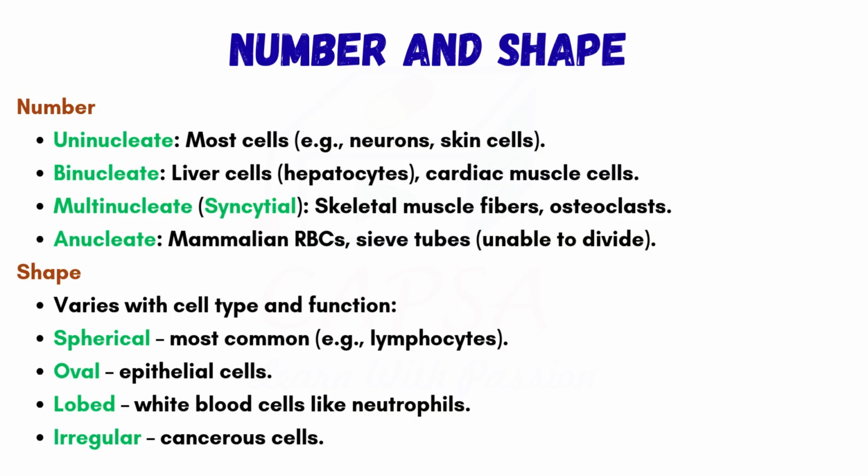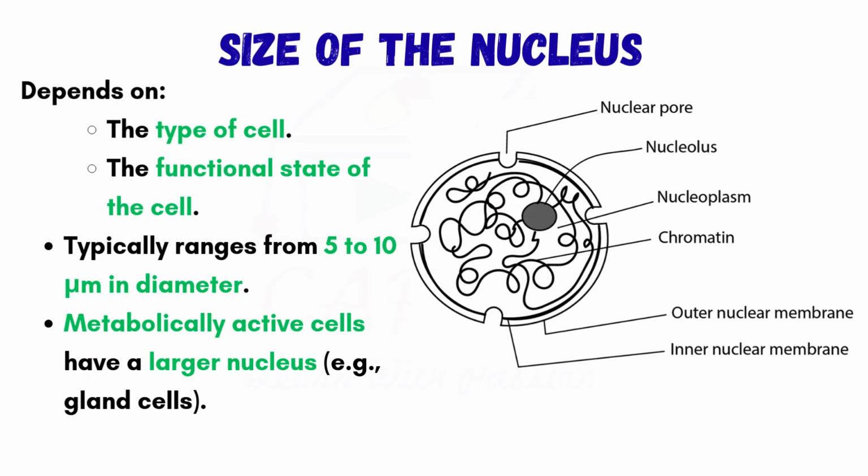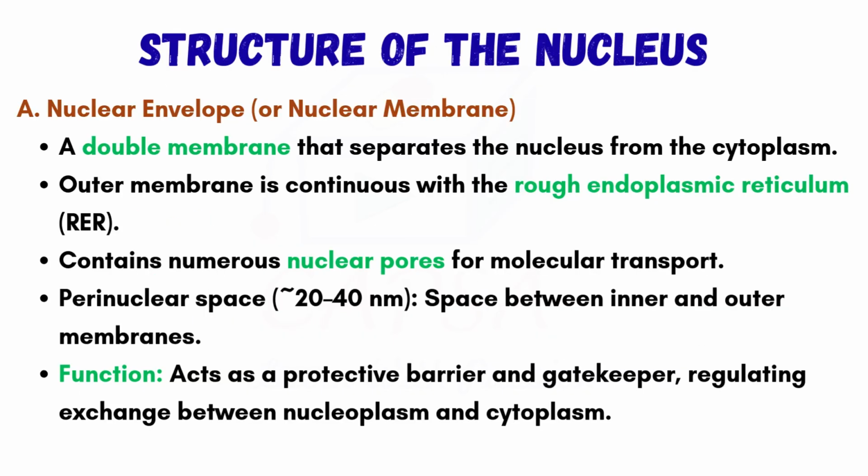The shape of the nucleus also varies. It is typically spherical, but it can be oval in epithelial cells, lobed in white blood cells like neutrophils, or even irregular in cancer cells. The size of the nucleus varies depending on the type of the cell and its activity level. On average, it ranges from 5 to 10 micrometers in diameter. In cells that are highly active, like glandular or secretory cells, the nucleus is generally larger. This is because a larger nucleus provides more space for active transcription and RNA processing, essential for protein production.